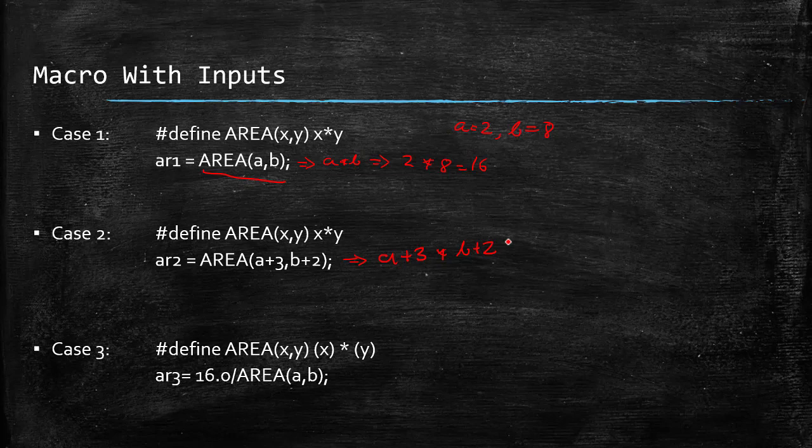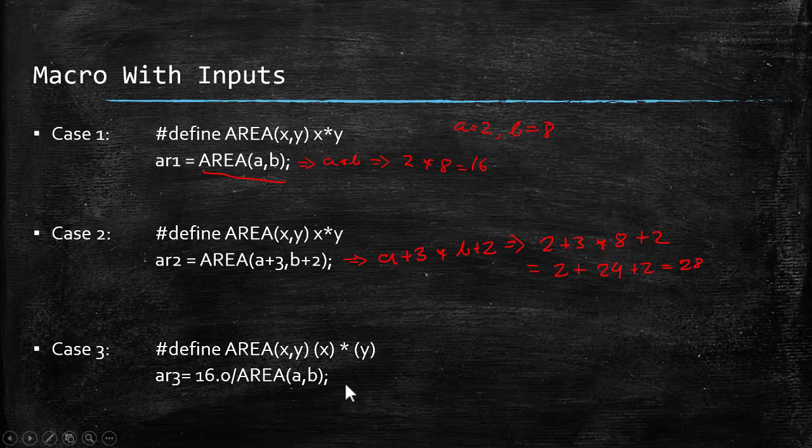Considering a value is 2 and b value is 8, it will be 2 plus 3 into 8 plus 2. Now, as we know that multiplication has higher precedence than addition, 3 into 8 will be done first, so it will be 24. Then 2 plus 24 plus 2, that is 28. That is the output we are getting.